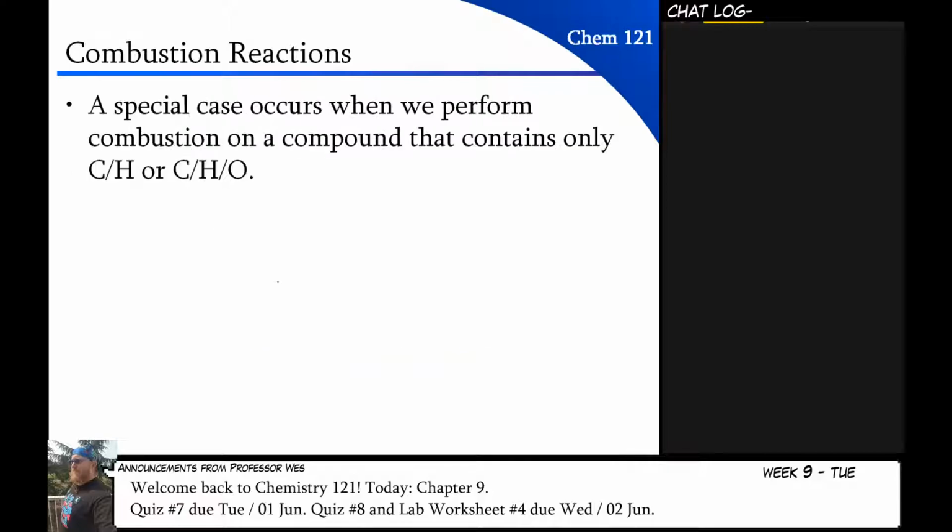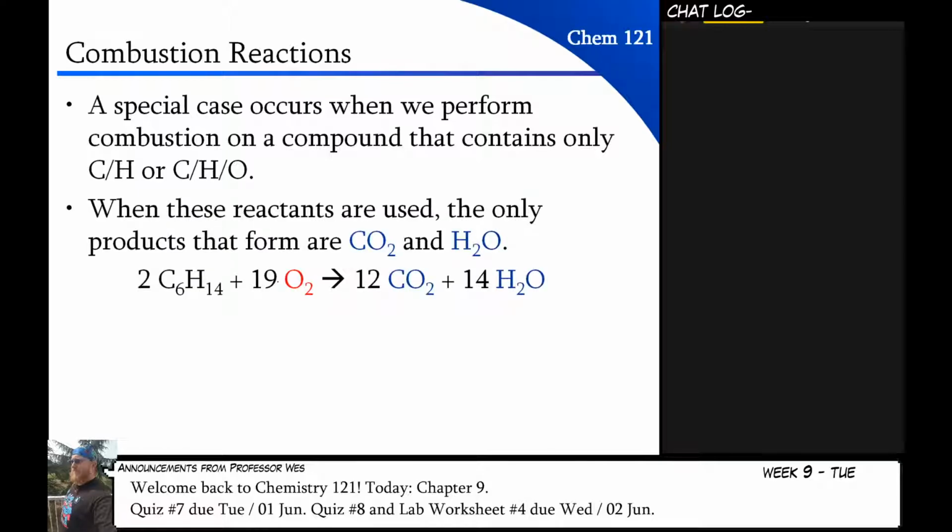All right, I'm going to put a bunch of these on the board here. Oh, I forgot that we're talking about CHO here. Now, if you combust a compound and your compound contains only carbon, hydrogen, and oxygen, the oxygen is optional. But if you only have carbons and hydrogens, the only products you get out are CO2 and water.